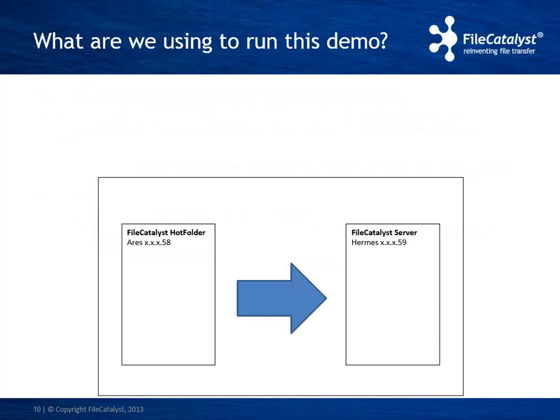So what are we going to be doing for this demo? I've got a couple of machines set up. One of them is going to be running our hot folder, which is one of our client softwares. It's a scheduler, kind of like a cron job with a very nice GUI. It allows you to schedule transfers to either upload or download them from the server. On the other machine, I have a FileCatalyst server. This is the latest build available on our website.